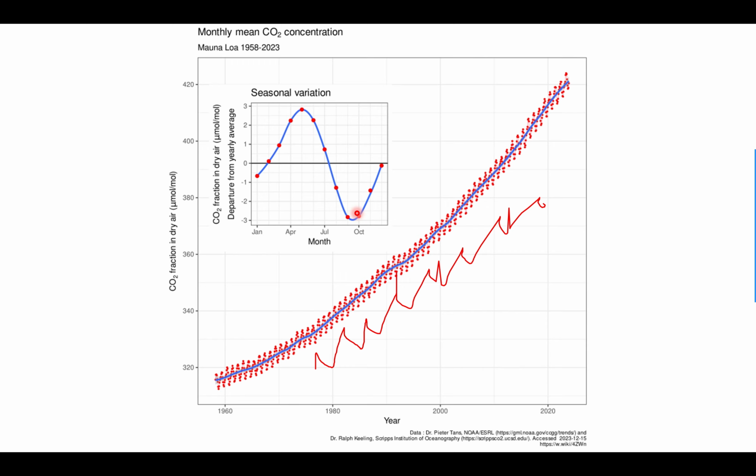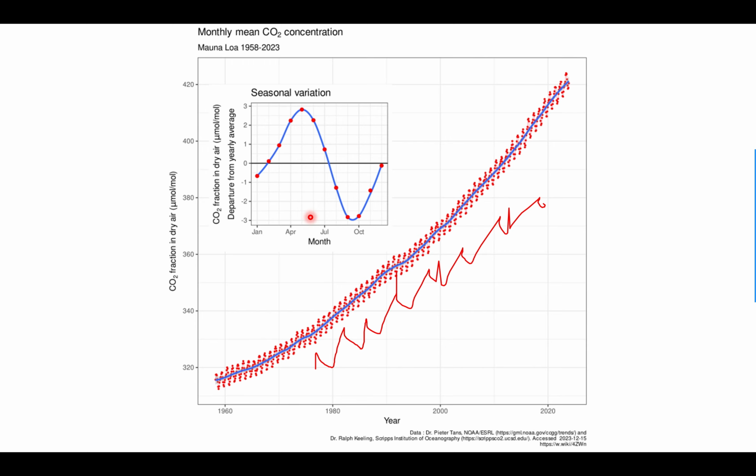This is because of seasonal variation. If you remember the map of the Earth, we have most of our land mass in the northern latitudes, right? And the northern latitudes experience spring and summer from around May to September. That's when a lot of these plants actually grow.